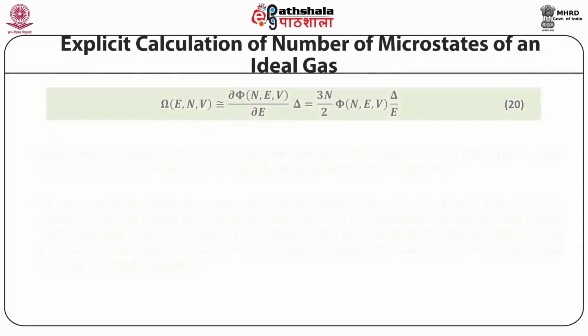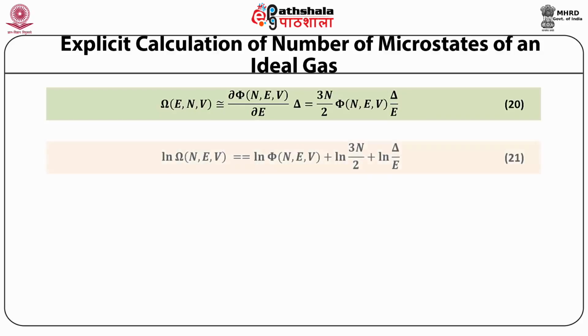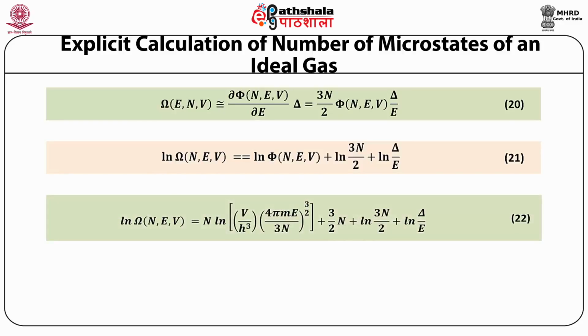Therefore, omega as a function of E, n and V is approximately equal to the partial derivative of phi with respect to E multiplied by delta, which is equal to 3n by 2 multiplied by phi as a function of n, E and V multiplied by delta upon E. Or log of omega as a function of n, E and V is equal to log of phi as a function of n, E and V plus log of 3n by 2 plus log of delta upon E. Or log of omega as a function of n, E and V is equal to n log of V upon h cube multiplied by 4 pi m E upon 3n raised to power 3 by 2 plus 3 by 2 n plus log of 3n by 2 plus log of delta by E.